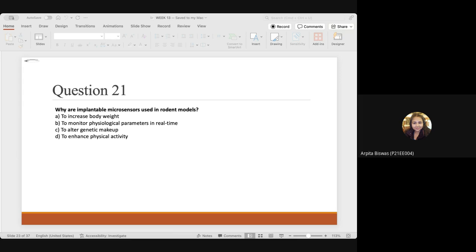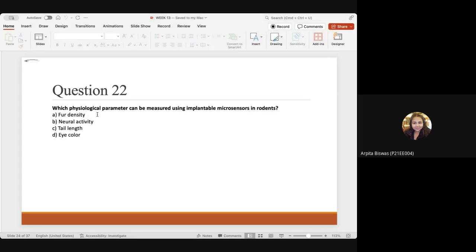So what is the right option? Question number 21. Option B. Yes, option B is the right option, to monitor the physiological parameter in real time. So next, moving toward question number 22.